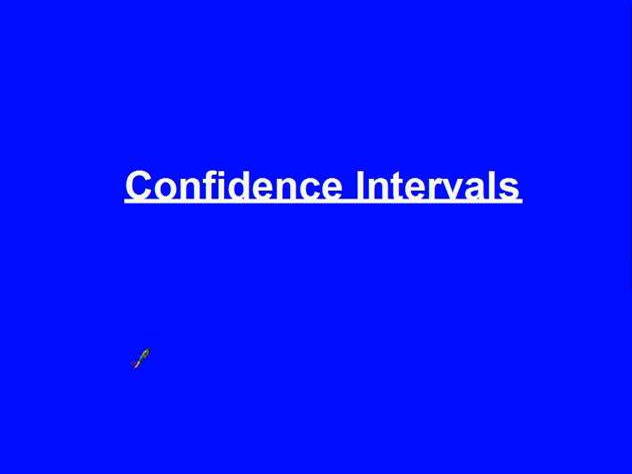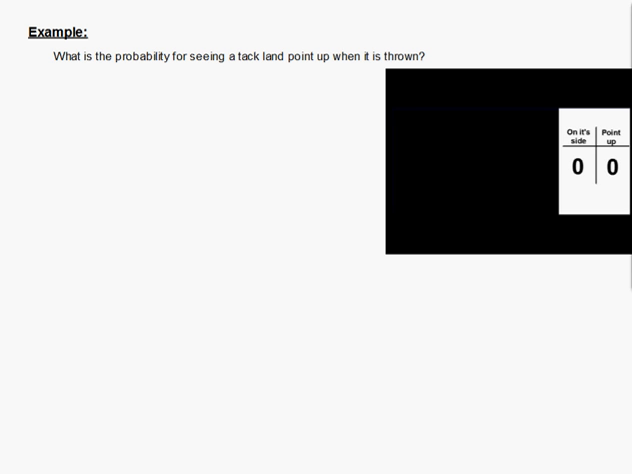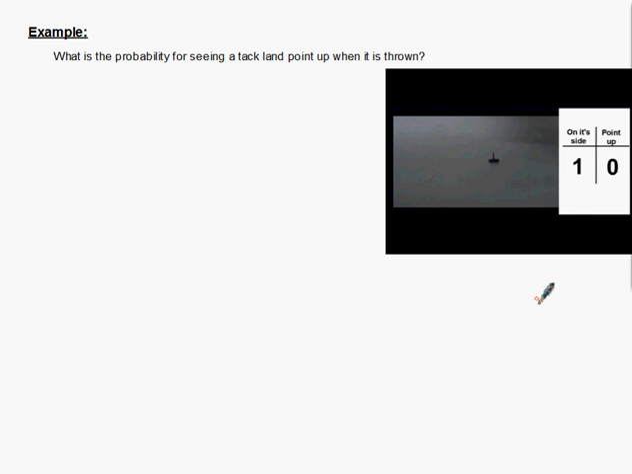The example we're going to use for confidence intervals is throwing tacks, which is something that you guys did during the probability unit. It's a little dark, but hopefully you can see. Here's some tacks being thrown, and we're keeping track of when it lands on side and when it lands point up. Now, the important thing about this is, what about the population?